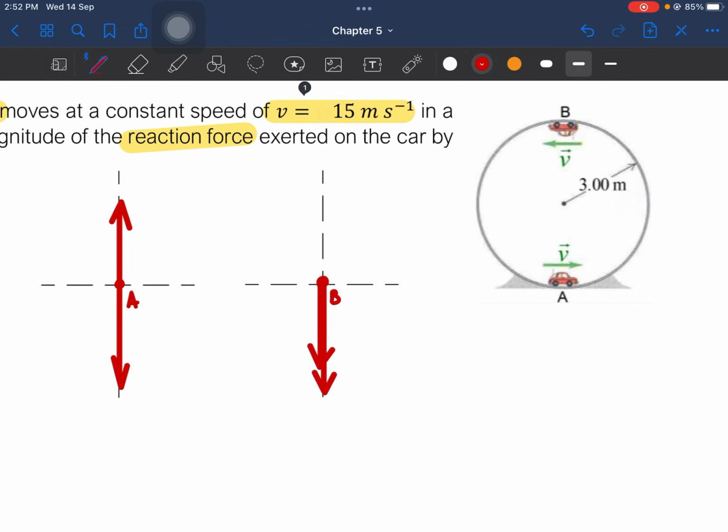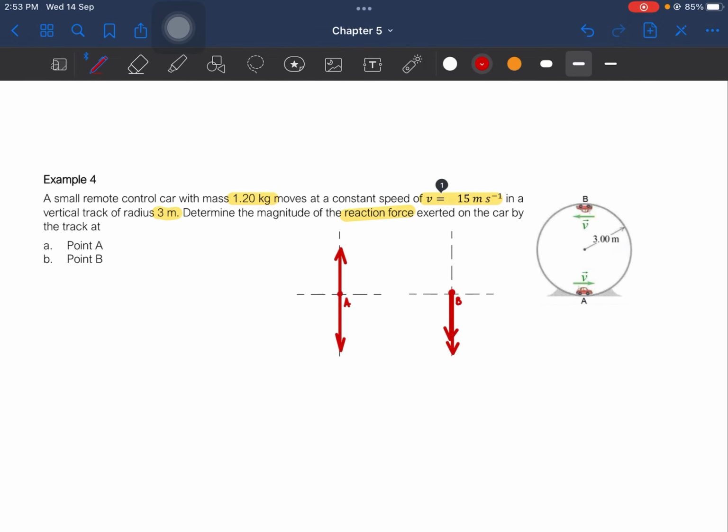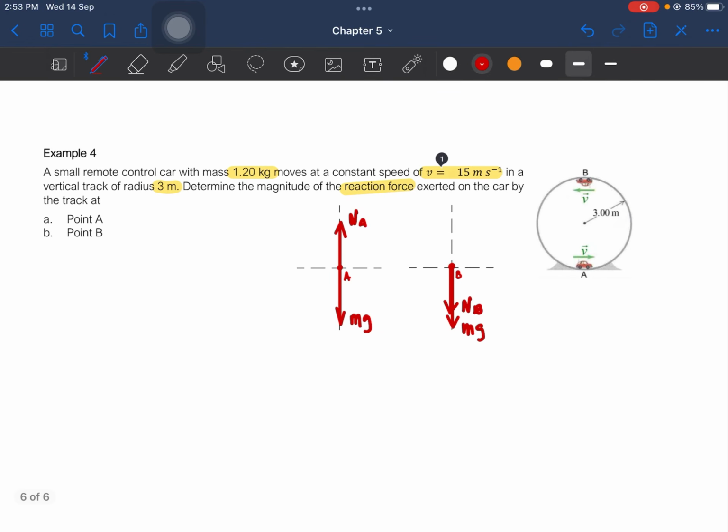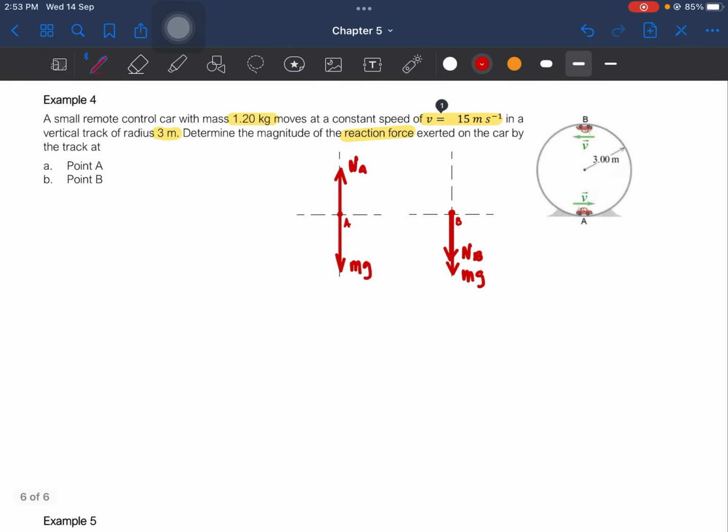Then okay, so that is the free body diagram, but don't forget to label them. So this is the same car again. Yeah, same. So mg, this is N for A, mg, and N for point B. Okay, N is the normal force or reaction force. Okay, so after drawing the free body diagram, only then can we start solving the question.